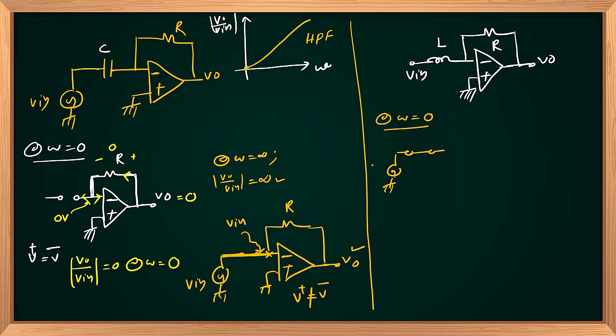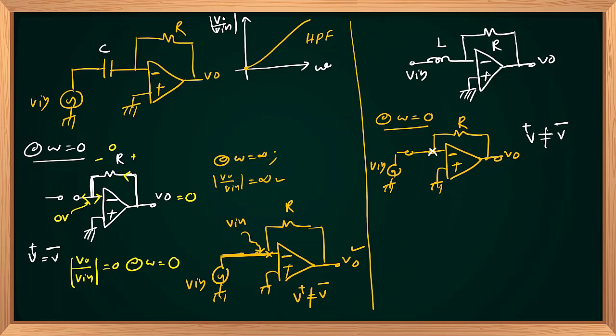V in, negative, positive, grounded, resistance in the feedback loop, R, V out. Here also, the potential at the V minus node is fully decided by the input source voltage V in. The output signal V out does not have any role in fixing the voltage at the inverting input. Hence, I would say there is no negative feedback. Hence, V plus is not equal to V minus.